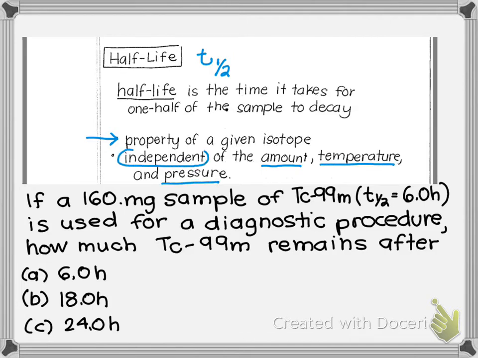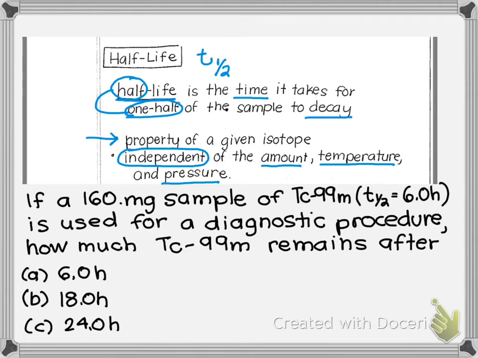Independent means we cannot increase or decrease the rate of decay by changing how much we have, the temperature of the sample, or the pressure of the sample. So let's look at that definition again and see if we can figure out what it means. So half-life, 1/2. So it's the time it takes for 1/2 of the sample to decay, which means to go under its radioactive process.